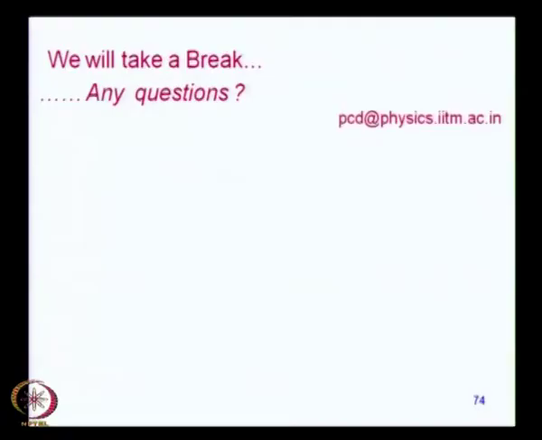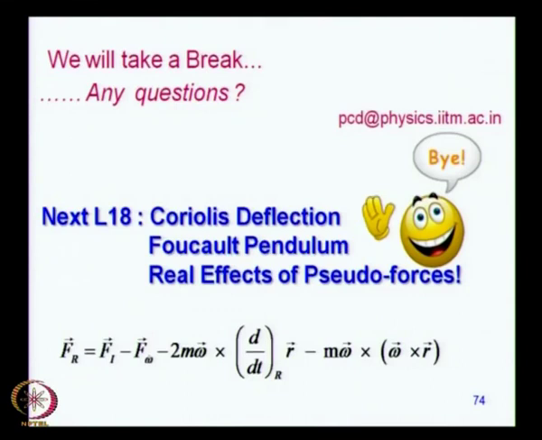Now, you see how important it is to take into account the Coriolis effect. 1500 kilometers will be the lateral shift, and at this point I will take a break. If there are any questions, I will be happy to take. Otherwise, we continue in our next class, in which we will discuss the Foucault pendulum further, real effects of pseudo forces, and we will continue the discussion on that.